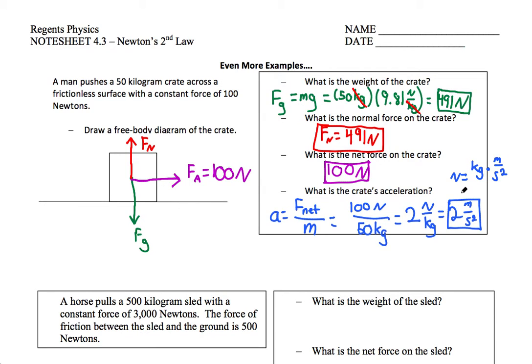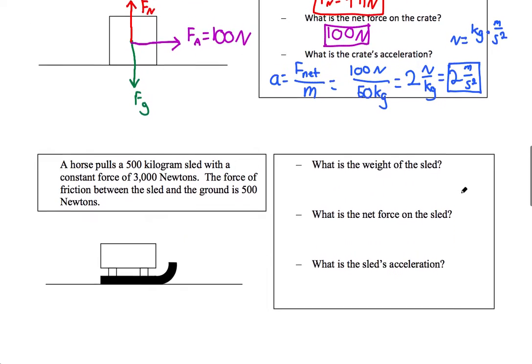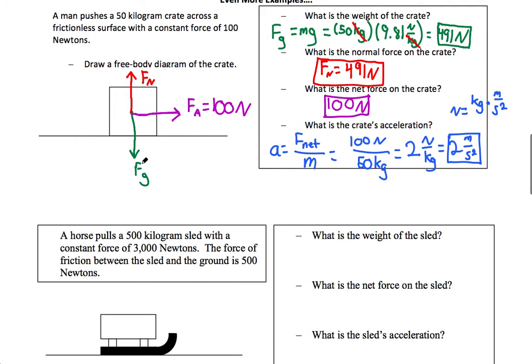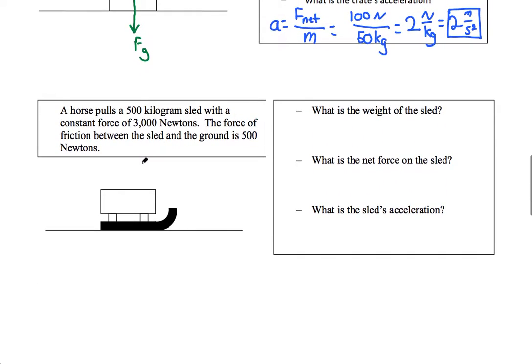All right, let's take a look at the next one. A horse pulls a 500 kilogram sled with a constant force of 3,000 newtons. So the last one was a man pushing. This is a pull instead, slightly different. The force of friction between the sled and the ground is 500 newtons. So another difference: now we've got friction going on.